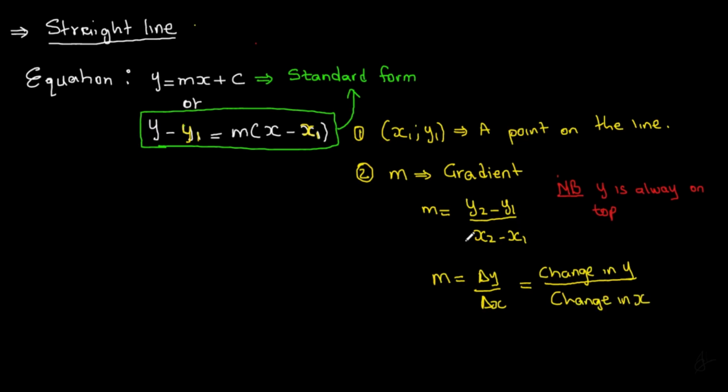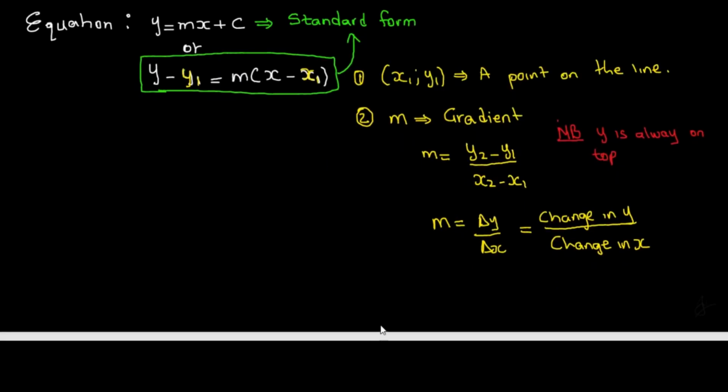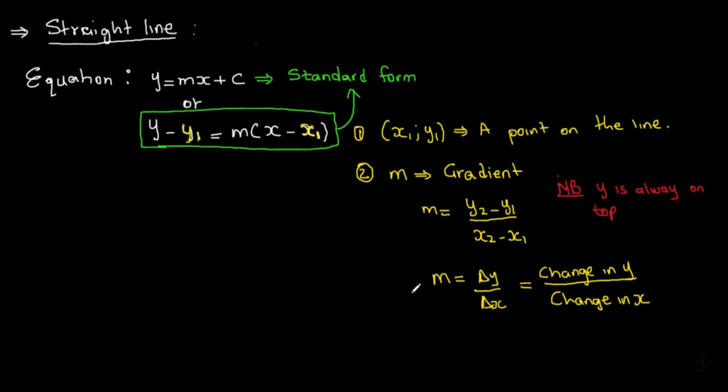So to find the gradient, there's nothing you can do, but you need to have 2 points. So to find the gradient, in order for you to calculate m, you need 2 points. Okay, you need to have 2 points to find the gradient.